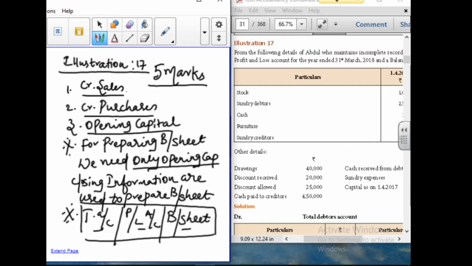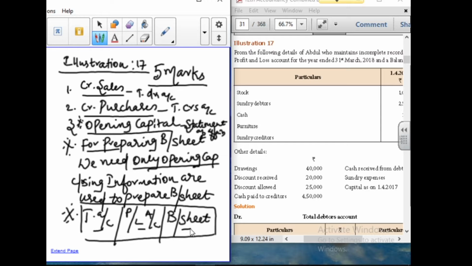Credit sales can be found by using the total debtors account. Credit purchases can be found by preparing the total creditors account. And opening capital, you already know how to find the opening and closing capital by using the statement of affairs method. With the statement of affairs, we can find the opening and closing capital. But for preparing the balance sheet, we require only the opening capital.